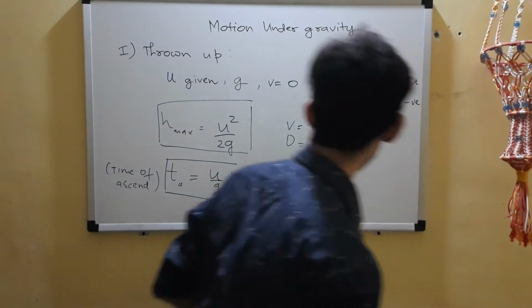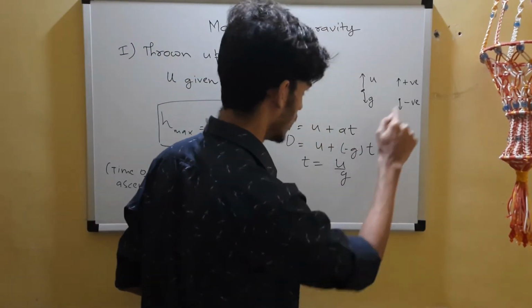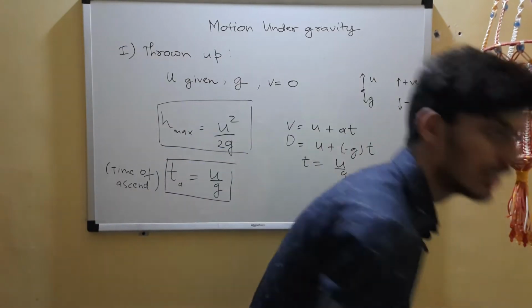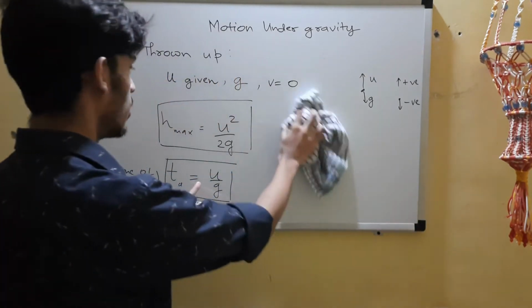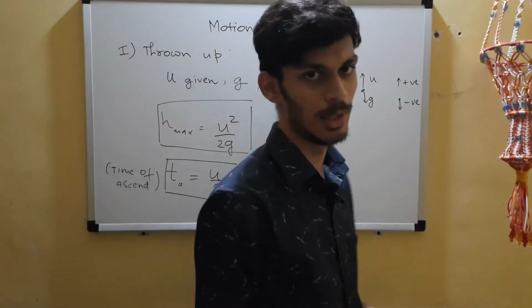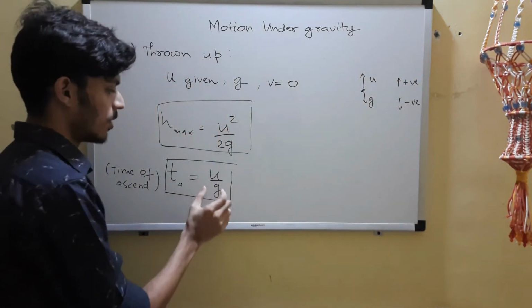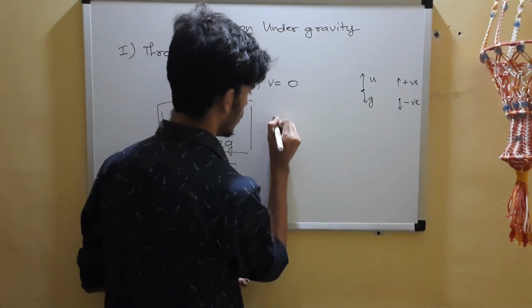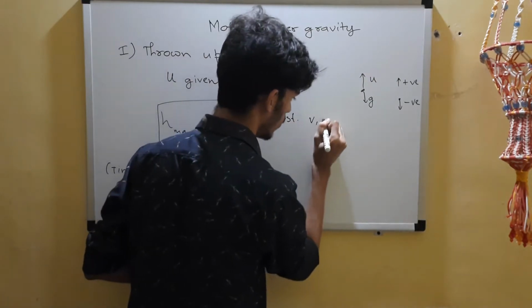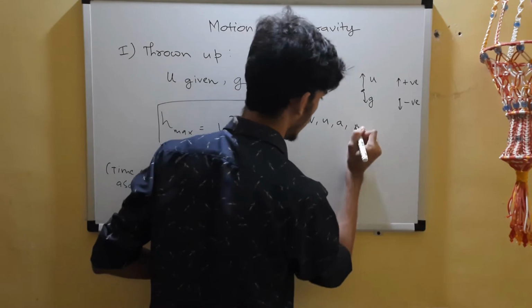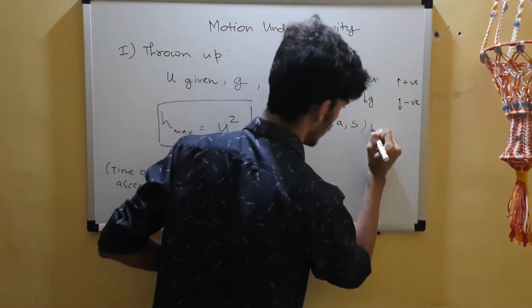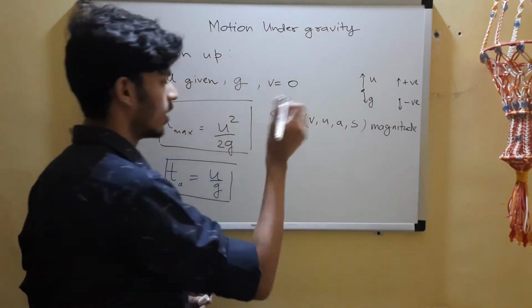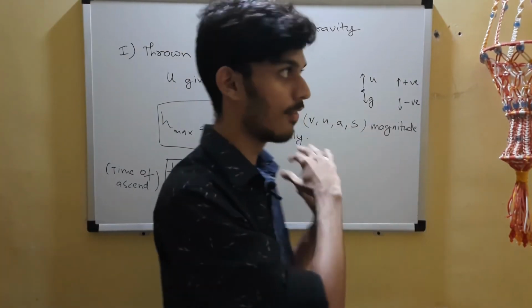One more thing that you have to keep in mind is we have already substituted the sign conventions, right? We already took g to be negative, u to be positive, so you need not consider it again. You should not substitute sign conventions over here. Directly use the formula, directly substitute the magnitude, okay? I'll write that down. Substitute v, u, a as magnitude only, because sign conventions we have already considered while deriving this result, right?